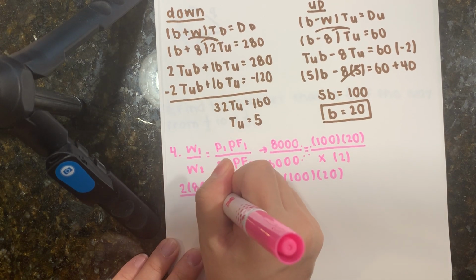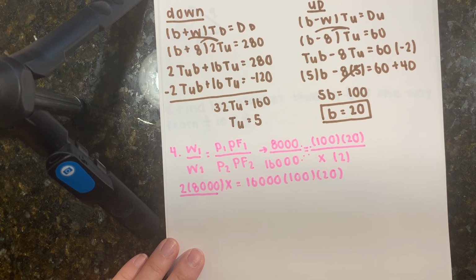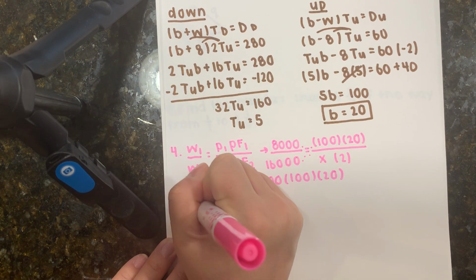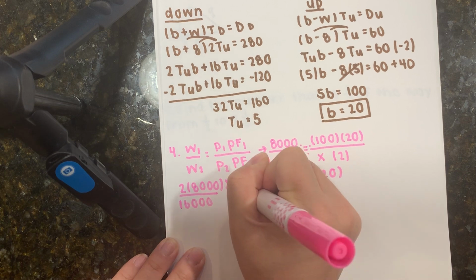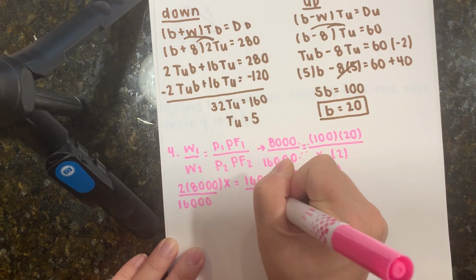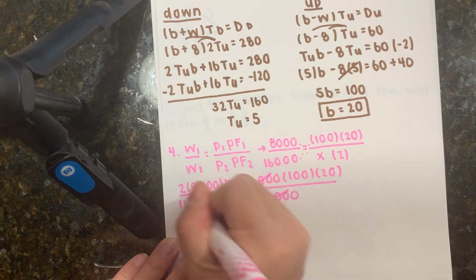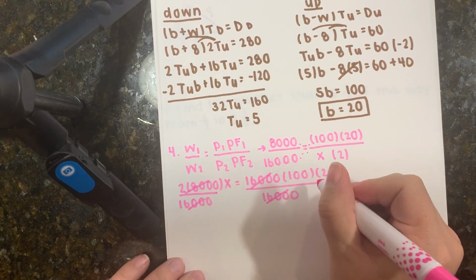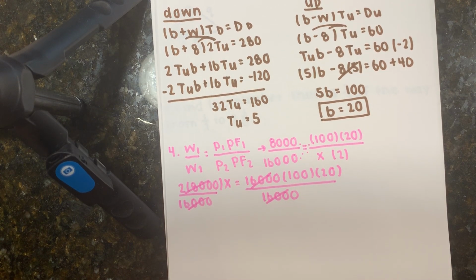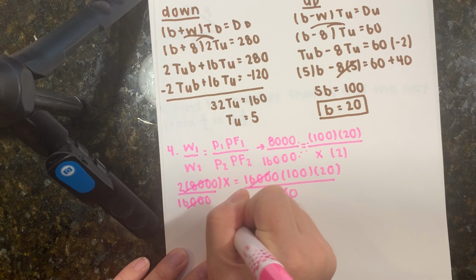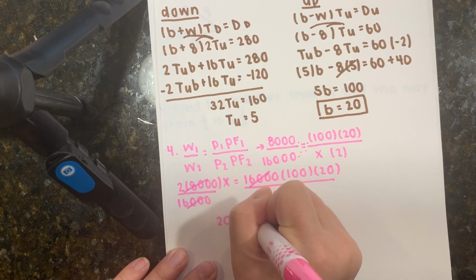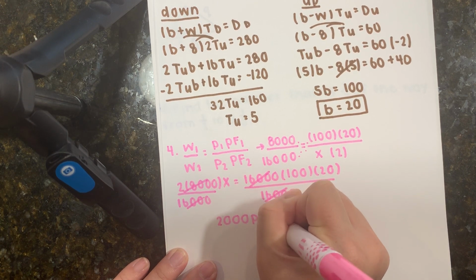So I'm going to divide both sides. When you multiply 8,000 times 2, you're going to get 16,000. So 16,000. If you divide both sides by 16,000, you'll see that the 16,000s are going to cancel. So x is going to be equal to 2,000. And that would be 2,000 people would be your result.